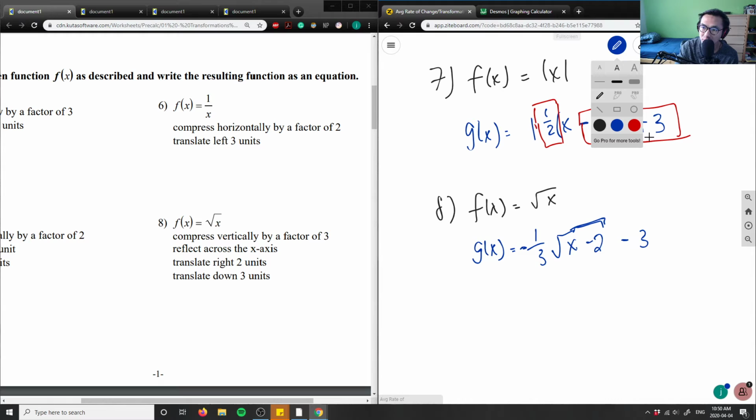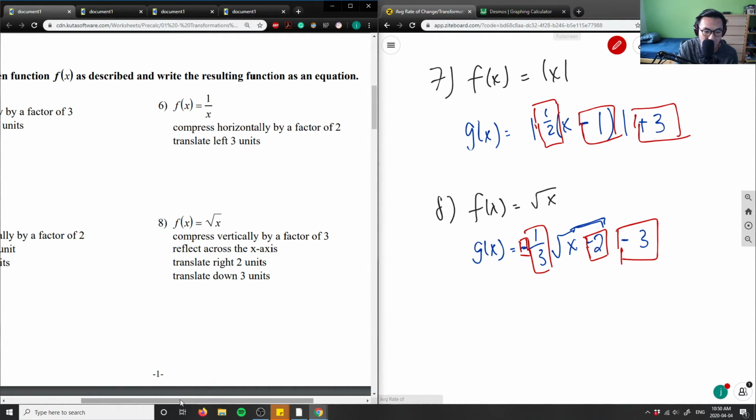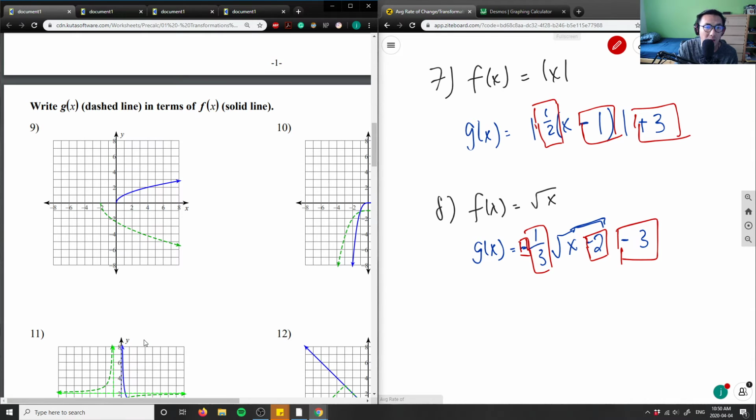I can check my answer again, break this down. I have a negative that says here it's reflecting along the x-axis. This 1/3 here is vertical compression by a factor of 3. This x minus 2 is moving right by 2 units, and then down by 3 units as well. So I'm good for number 8.